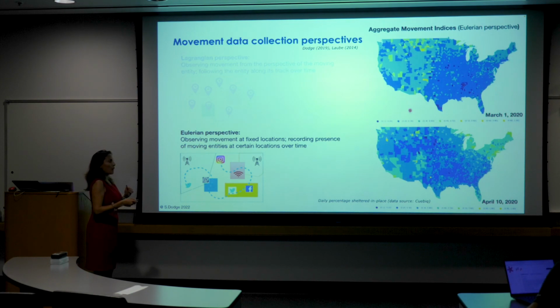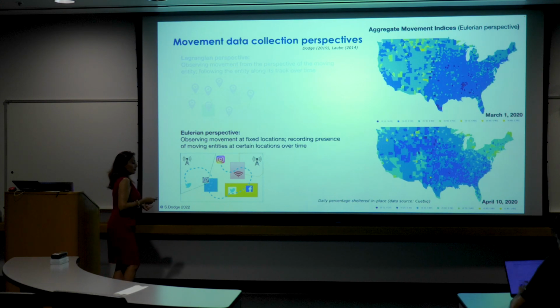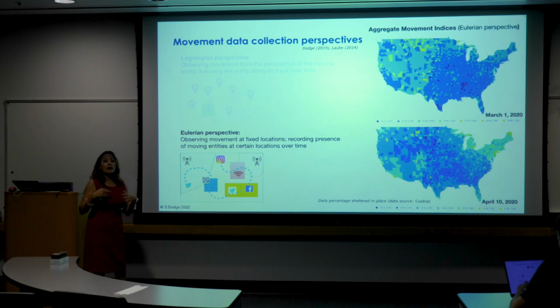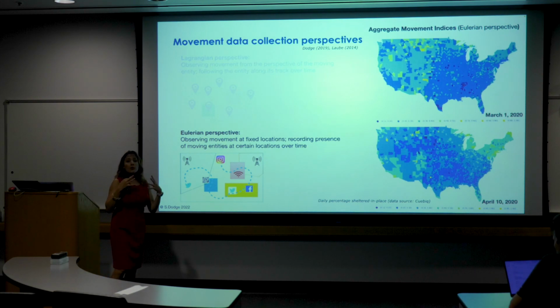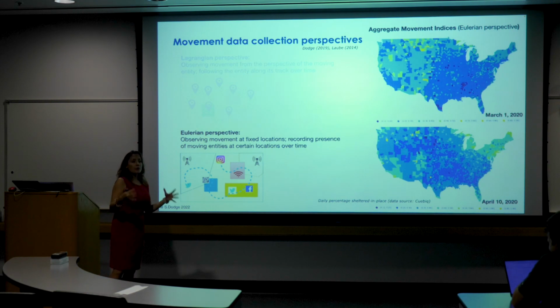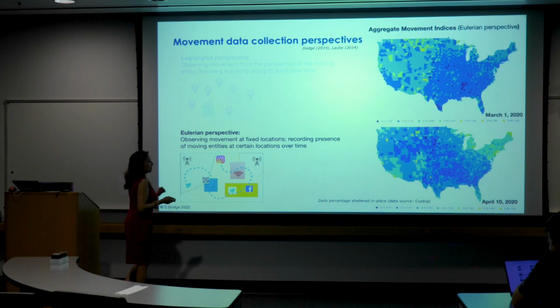So these two maps show the percentage of people sheltered in place during different timelines of the COVID pandemic. So this is March 1st and then April 10th, after the issuance of shelter-at-home orders. So as you can see, by mapping movement quantity, or in this case the absence of movement, we can basically visualize patterns of how much people are moving at different locations in, for example, the United States.